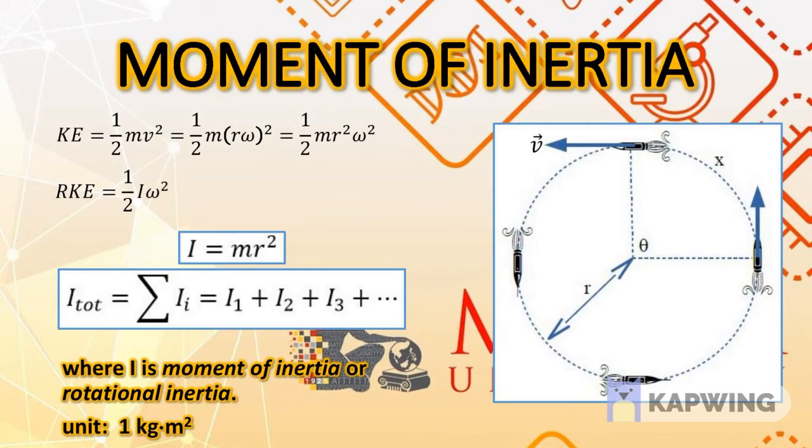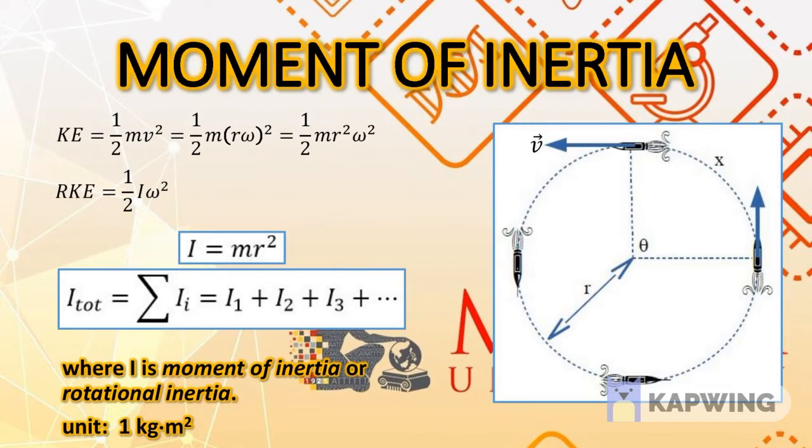When an object moves in a circle or in a rotational motion, that is to say, when the object is undergoing angular motion, the rotational counterpart of mass comes into play. The rotational counterpart of mass, or rotational inertia, is referred to as the moment of inertia of the object.